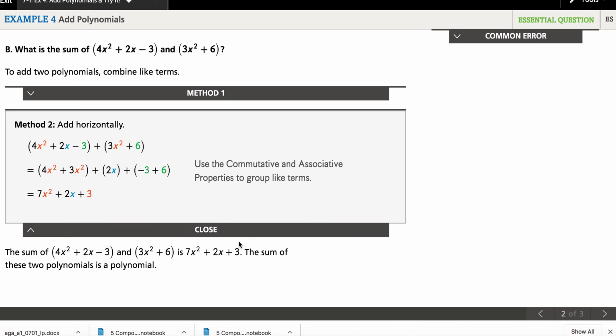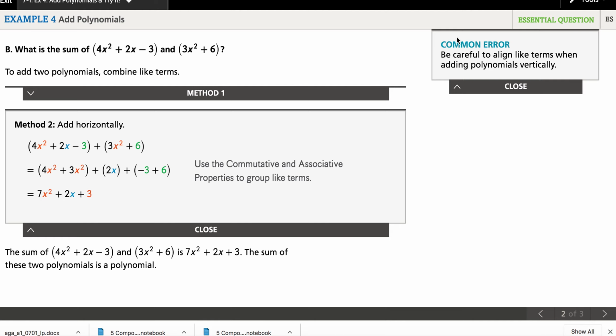So the sum of 4x squared plus 2x minus 3 and 3x squared plus 6 is 7x squared plus 2x plus 3. The sum of these two polynomials is a polynomial. As you see, we had a sum of polynomials and it gives us a polynomial, with 3 terms. What you have to pay attention to is that when you add polynomials vertically, you align like terms and put them under each other as they combine.